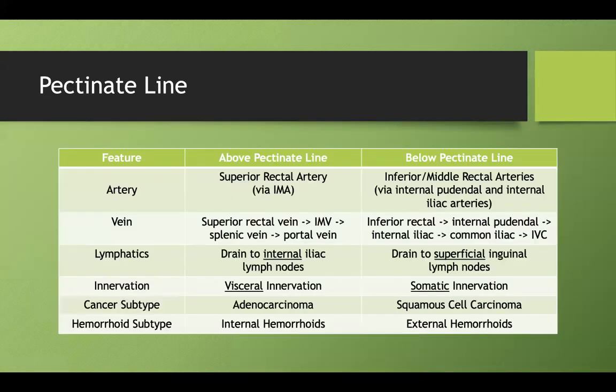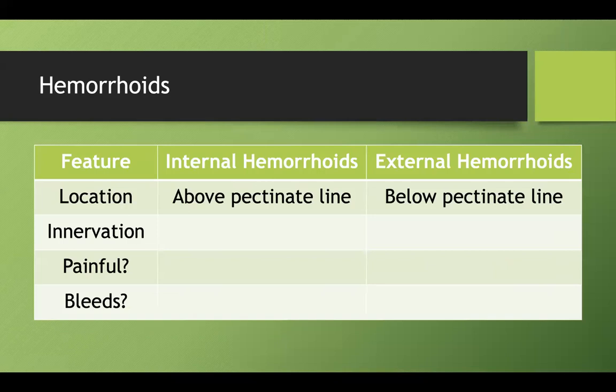the pectinate line. And here's the chart we just looked at where we have our internal hemorrhoids here and our external hemorrhoids here. And you can remember that because the external hemorrhoids, the name external just sounds closest to the surface. When we talk about innervation, it shouldn't surprise you that because you're above the pectinate line, you'll have visceral innervation. And when you're below the pectinate line, you'll have somatic innervation.